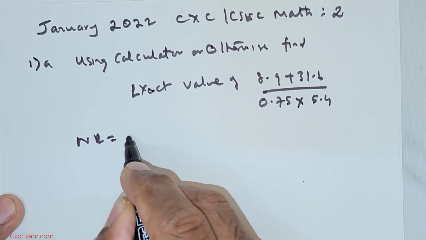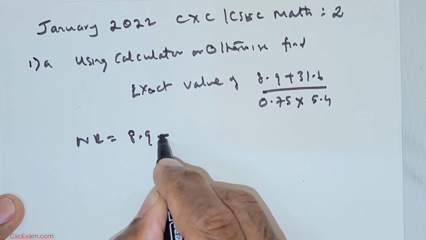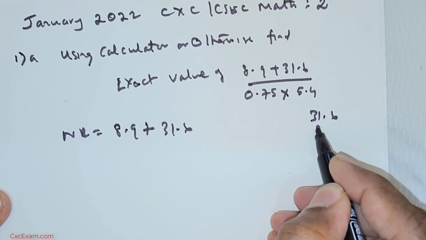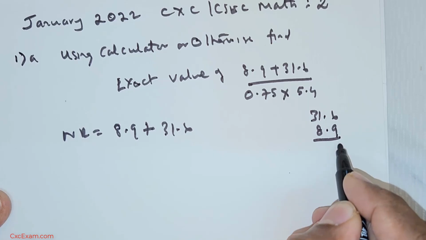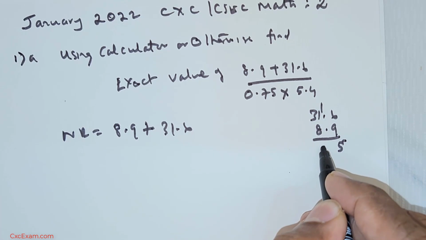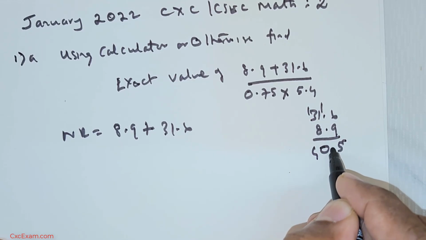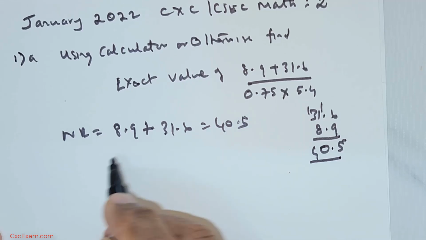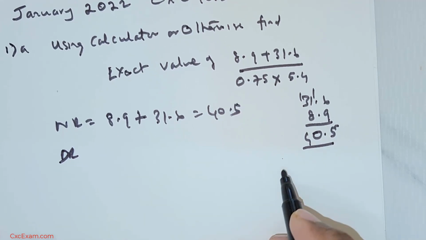So I take the numerator, which is 8.9 plus 31.6. You have 31.6, you add 8.9. 9 added with 6 is 15, carry 1. That's 2, 2 added with 8 is 10, carry 1, you have 40.5. So this is what you get. Now you take the denominator.